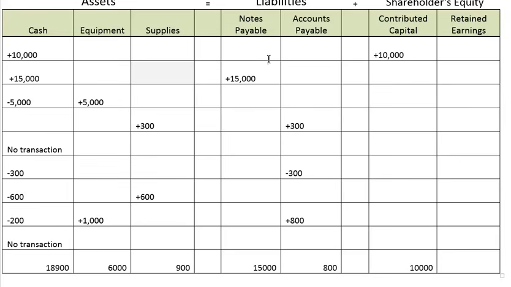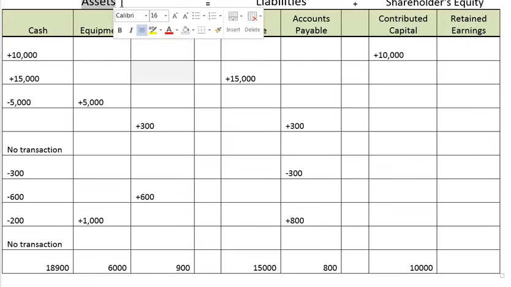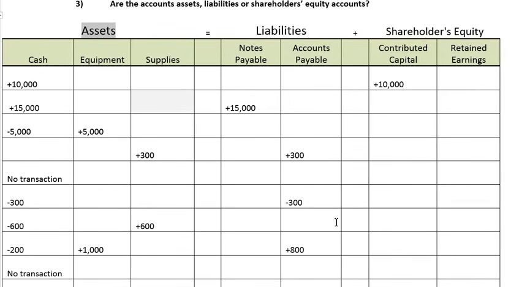So does the accounting equation remain in balance? Yes, it does, because we have assets like cash going down by $600, and we have another asset, supplies, going up by $600. So the net effect on assets is 0. And you'll notice there were no liability and shareholders' equity accounts affected.